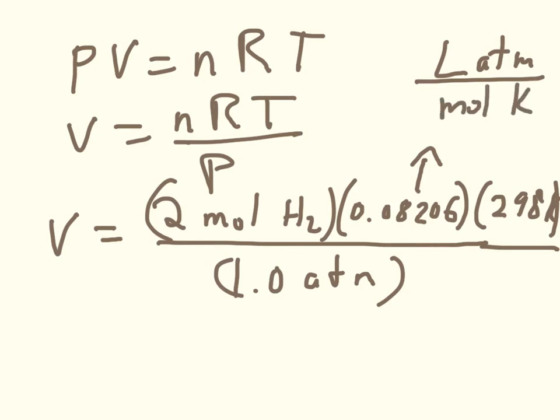So we can see that the kelvins on our temperature is going to cancel this kelvin. That'll get rid of the kelvins. This mole is going to cancel that. And we're dividing by atmospheres, so that cancels too. And so we're left with units of liters.